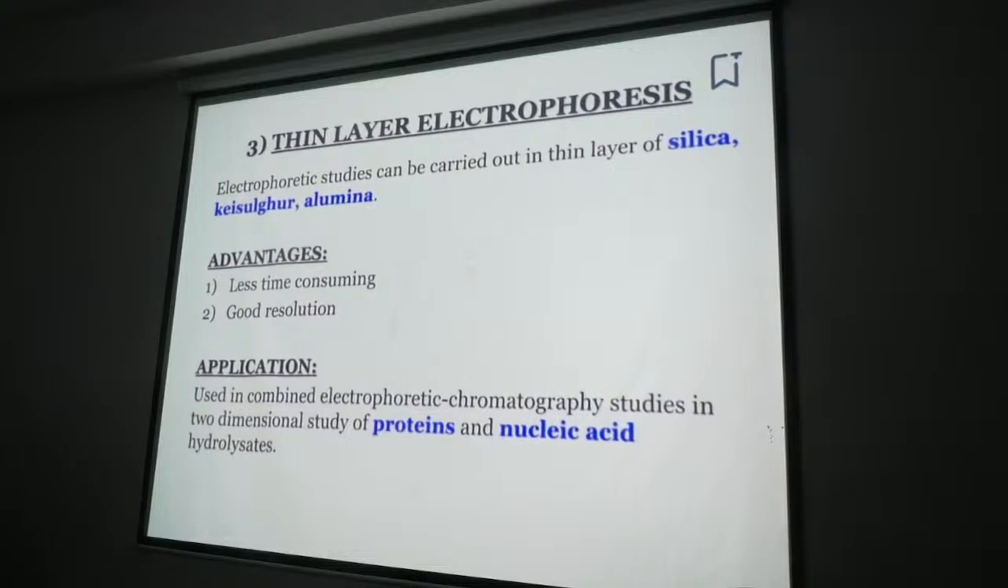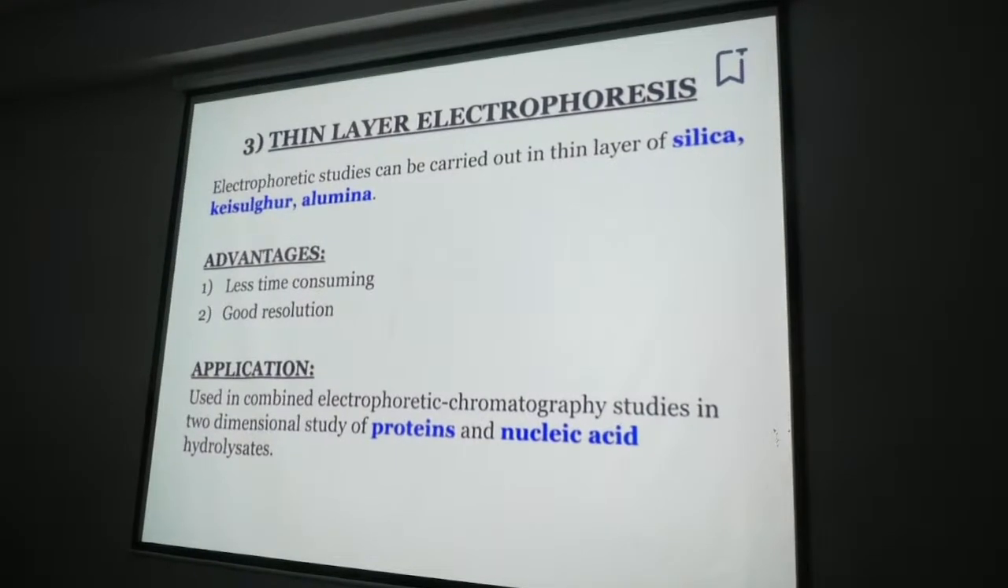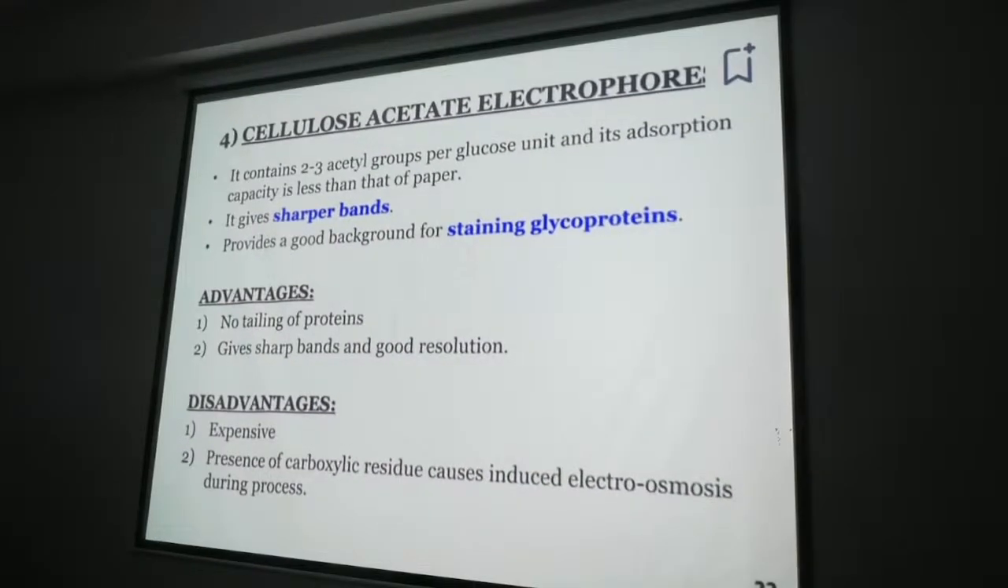This means that when electrophoresis and chromatography are combined and a two-dimensional study of protein and nucleic acid is done, then thin layer electrophoresis is used. Cellulose acetate electrophoresis: it contains 2 to 3 acetyl groups per glucose unit, and its absorption capacity is less than that of paper.